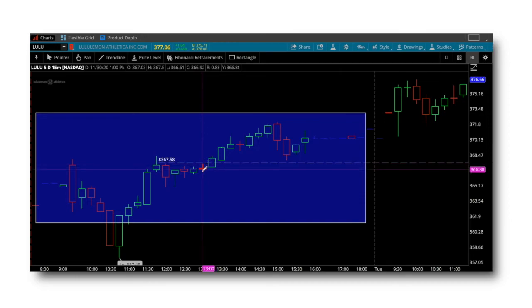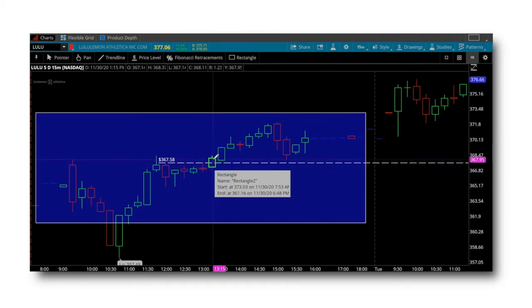And then I see that here it got closest to retesting that 367.58 level. And then on the very next one, I said, you know what, let's go for it. And then they went for it, boom, and they bust through. And I would have taken entry on this play, right on this candlestick, right?